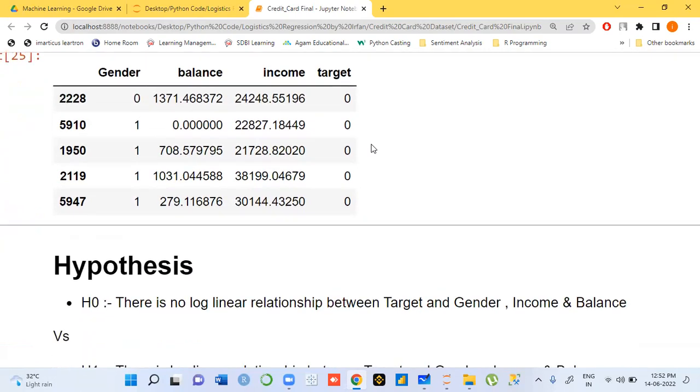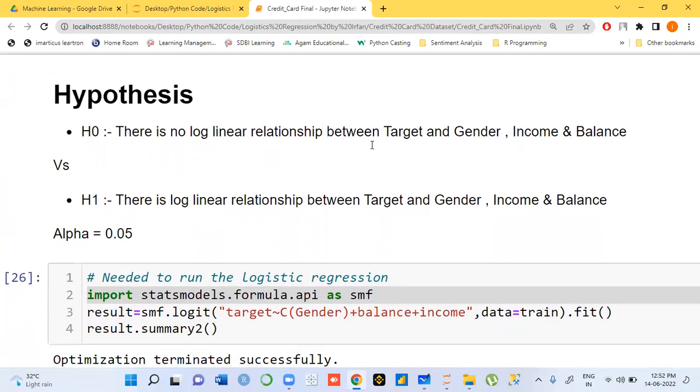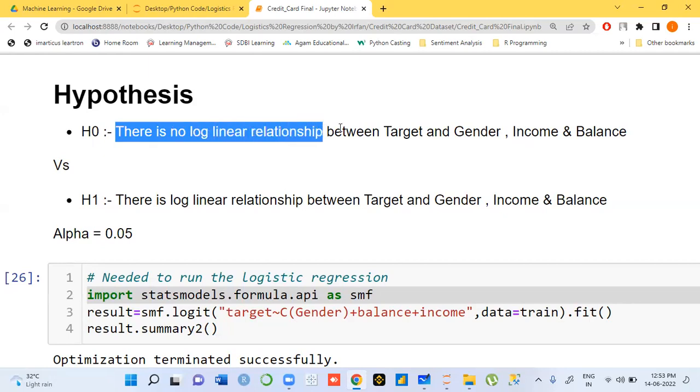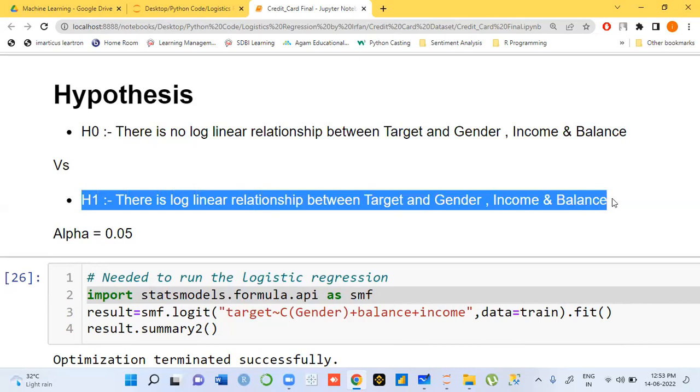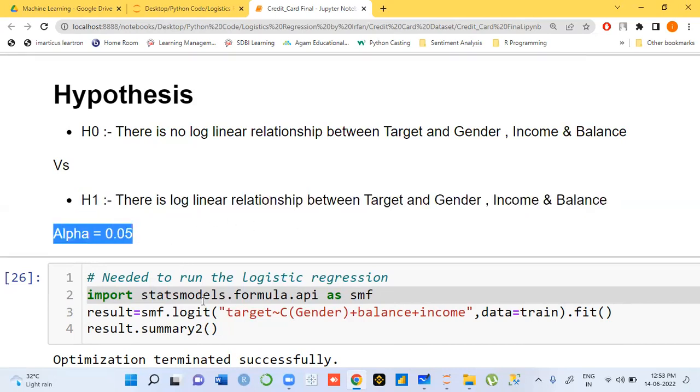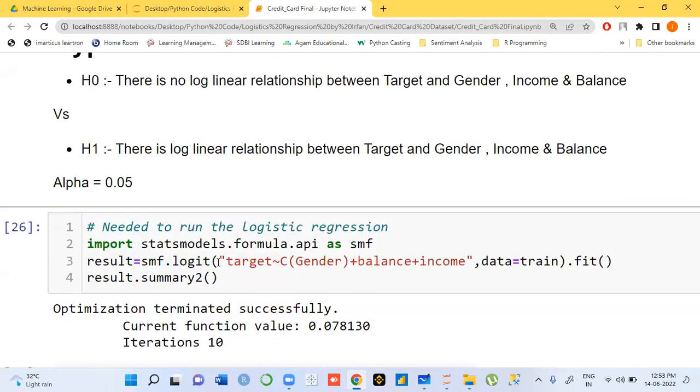Okay. Now hypothesis, because if you remember, to confirm a relation in linear regression also we do hypothesis. Over there we have a direct relation, and here we have a log relation. So here we write there is no log linear relation between target and gender, income and balance. And here we say there is a relation. Alpha we take as 5%. As I'm teaching you method 1, how to run the code. There are 2 ways to run logistic. Okay, we're doing method 1.